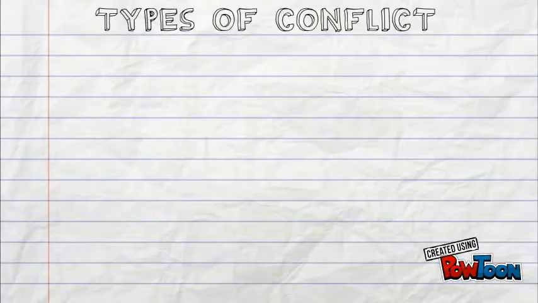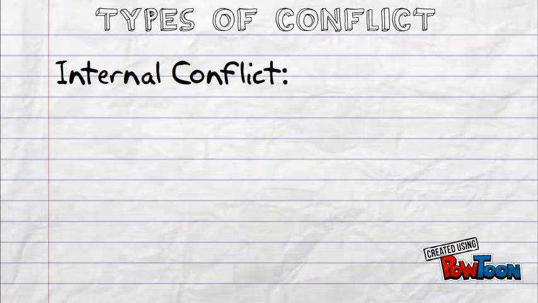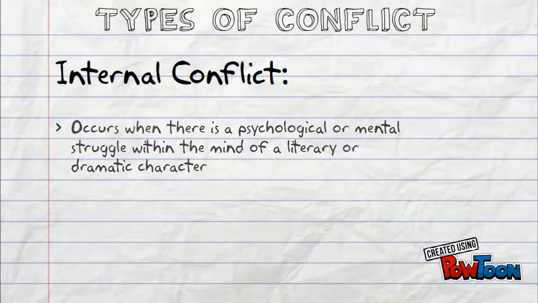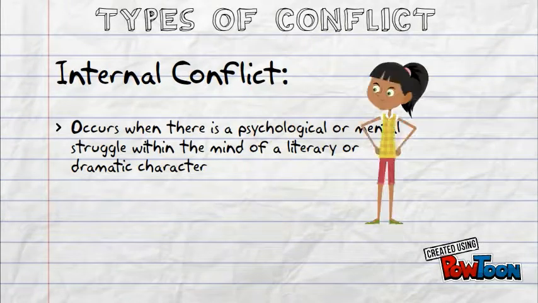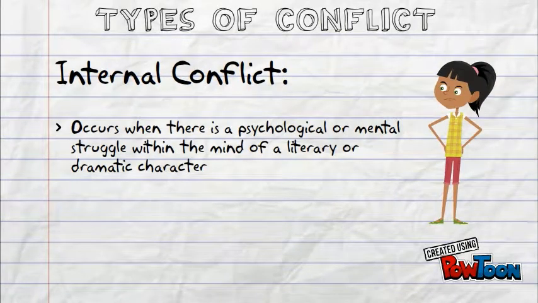Conflict drives the plot of a story, and there are two types of conflict. One type of conflict is internal conflict. This occurs when there's a psychological or mental struggle within the mind of a character. Internal conflict typically is man versus self conflict.